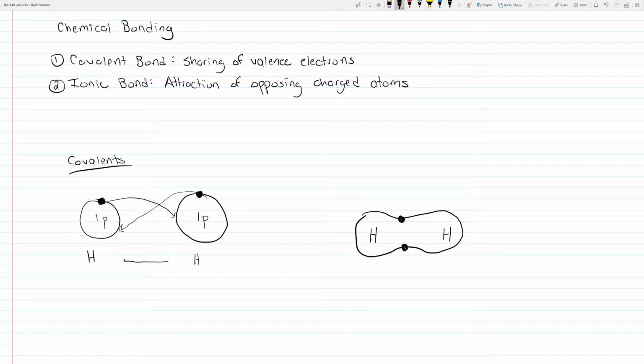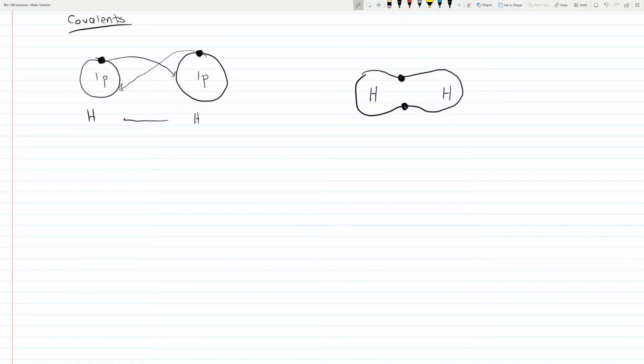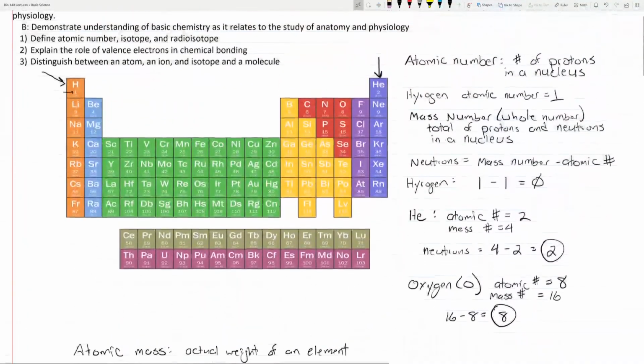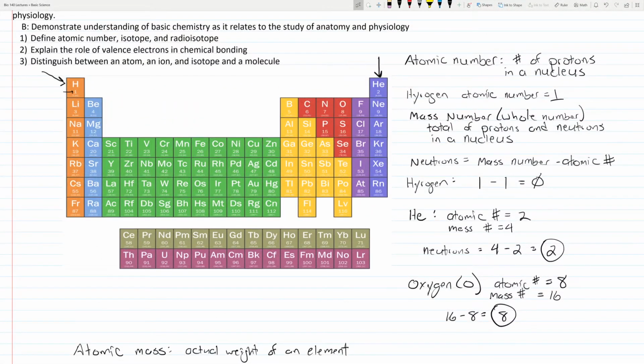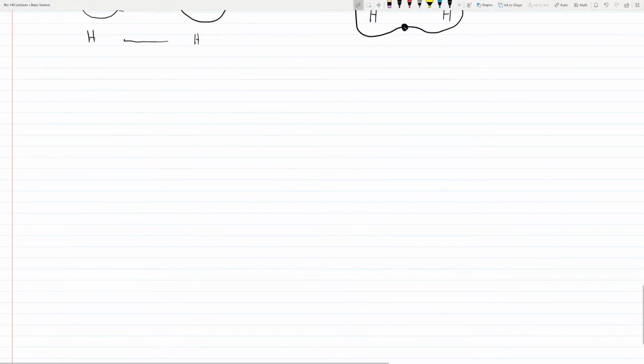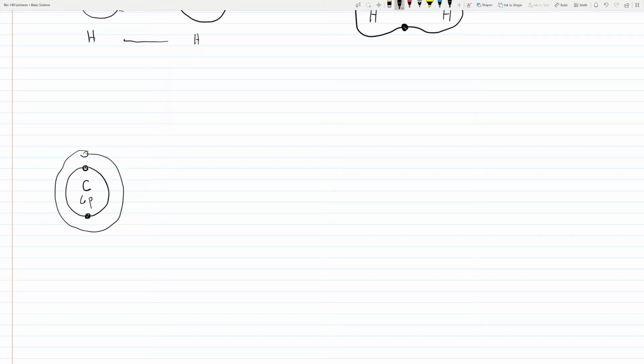So let's say I have carbon. Okay, let's use carbon for an example. Carbon has an atomic number of 6. You can see right there, it's got an atomic number of 6. This means if we have carbon, it's got 6 protons. So it's got 2 in the first shell, and then it's going to have 4 in the second shell.